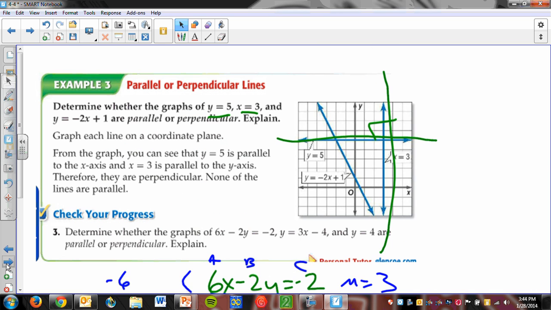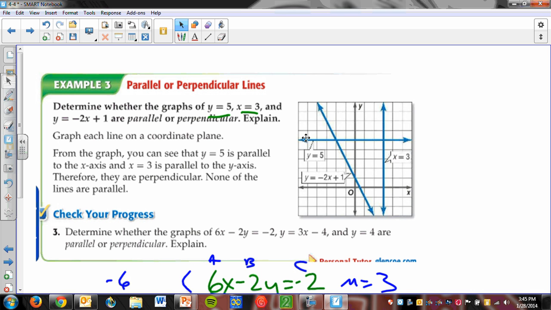The last thing they're going to do is give you three lines, and they're going to say, are any of these parallel or perpendicular? And I'm sorry, you can't see this too well. You kind of erase some of this. These are all examples in your book, by the way. Determine whether they are parallel or perpendicular.